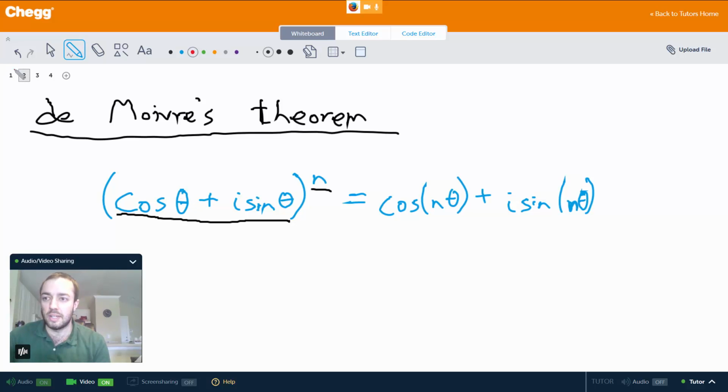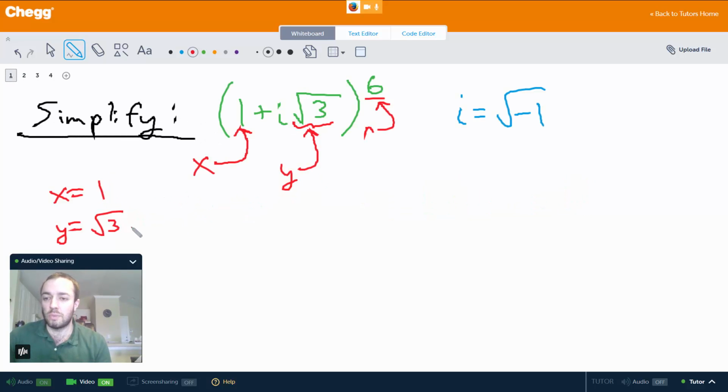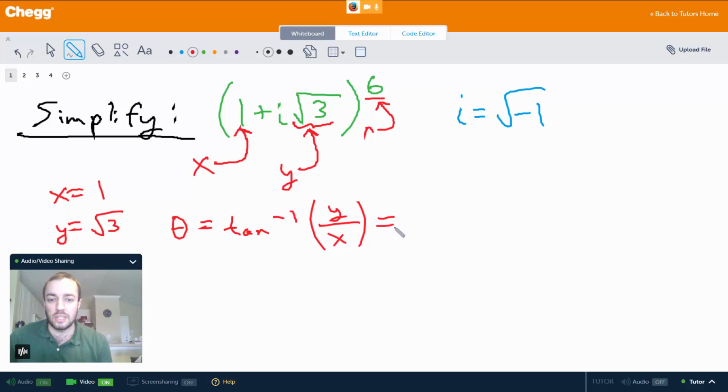So we have to identify theta. How are we going to get theta? Well, because x and y are both positive, we can just use the formula theta equals the inverse tangent of y over x. Now, if x and y were not both positive, if one of them was negative, or if they were both negative, we'd have to do something a little bit different. But I don't want to get too much into those details because we don't want to make this any more complicated than it really has to be. So because x and y are both positive, we can just use this formula.